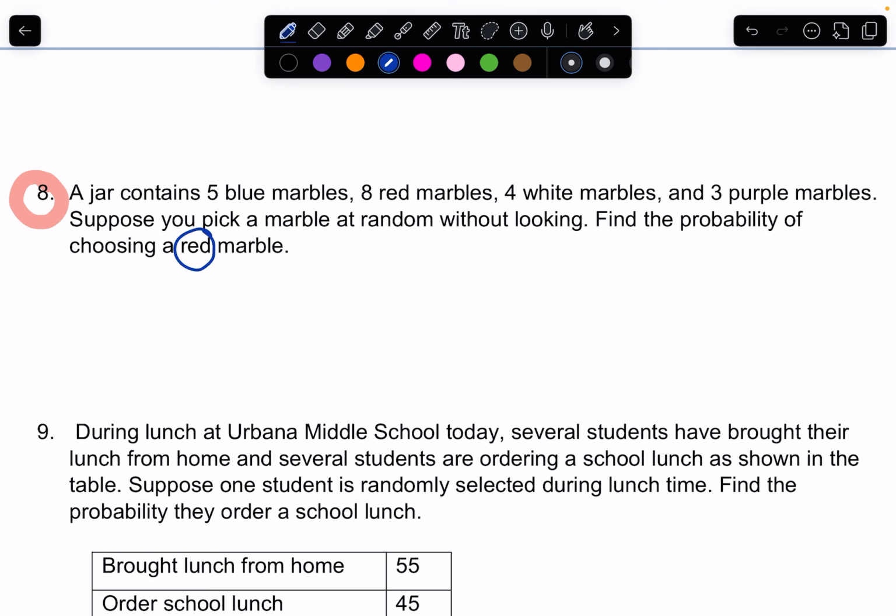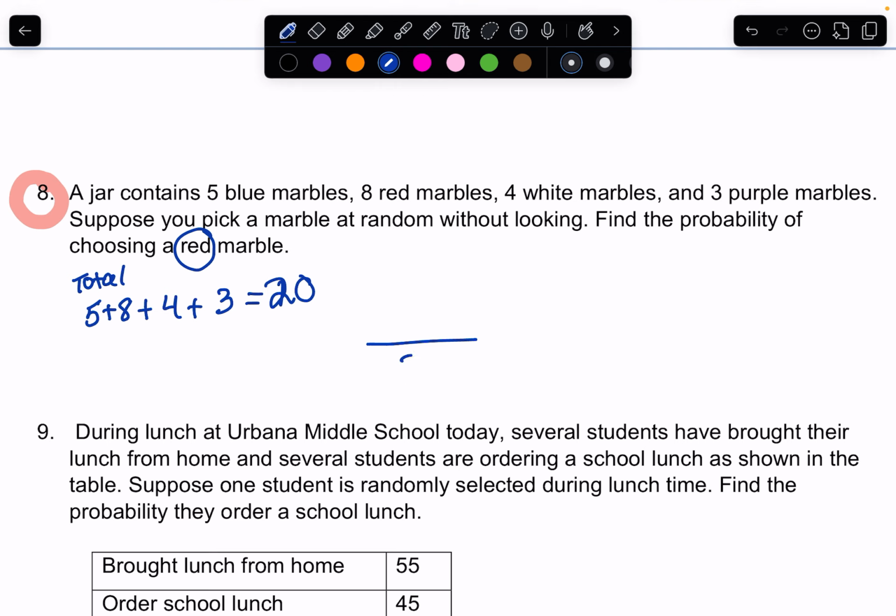So you're putting your hand into a bag and you don't know what you're going to get. How many potential marbles are there? So first we find the total. 5 plus 8 plus 4 plus 3, which will give me a total of 20 total marbles.